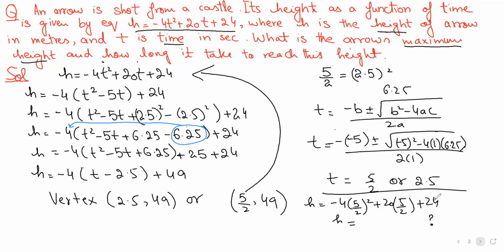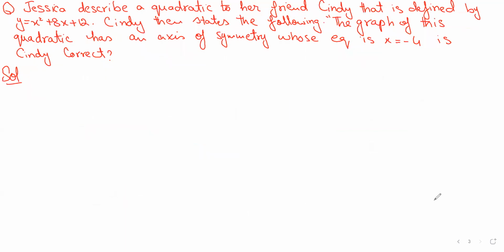Now the next question says that Jessica described a quadratic to her friend Cindy. It is defined by y equals x squared plus 8x plus 12. Cindy then states the following: the graph of this quadratic has an axis of symmetry whose equation is x equals -4. Is Cindy correct?